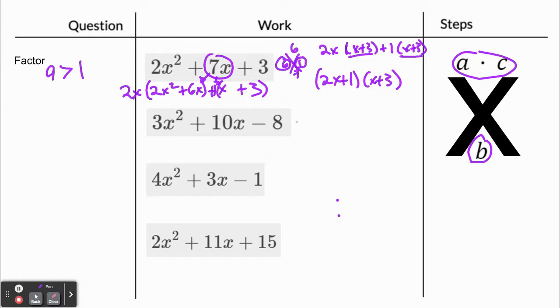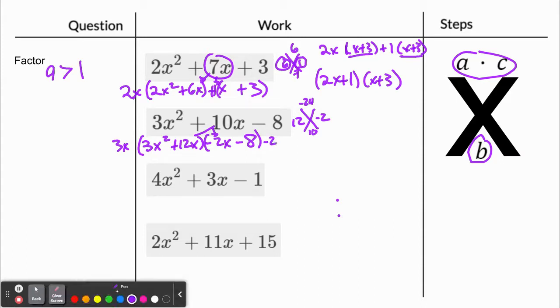So in this case here, I'm looking for 3 times negative 8 is negative 24, and I'm trying to add to 10. So my two numbers end up being 12 and negative 2. So then my new equation is 3x squared plus 12x minus 2x, sorry, these have x's in them, and then minus 8. Again, just breaking up 10x into 12x and minus 2x. Now I can factor by grouping. My greatest common factor of the front here is 3x. Greatest common factor of this other one is negative 2.